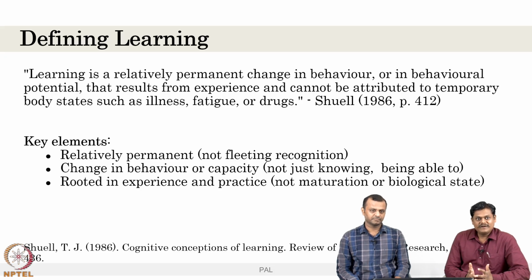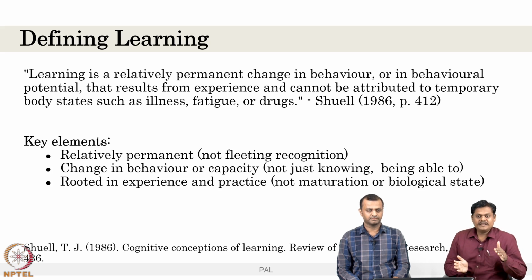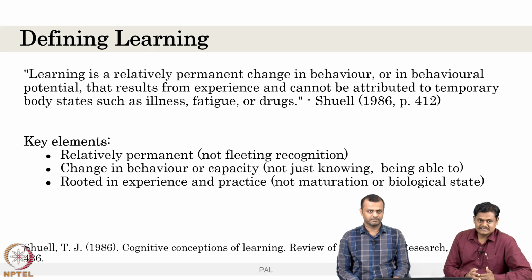So if we want to define learning, then it can be like learning is a relatively permanent change in behavior of an individual or a behavioral potential of that individual that results from experience and cannot be attributed to temporary body states such as illness, fatigue or drug. So this is a standard definition given by Schunk in 1986 in his standard and seminal work about learning.